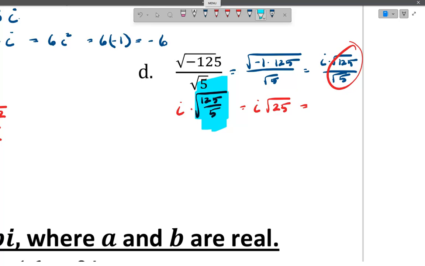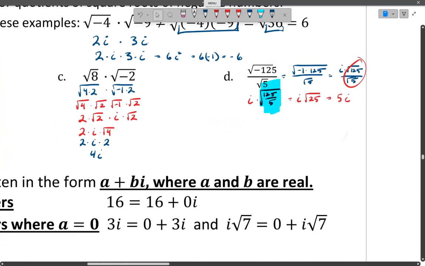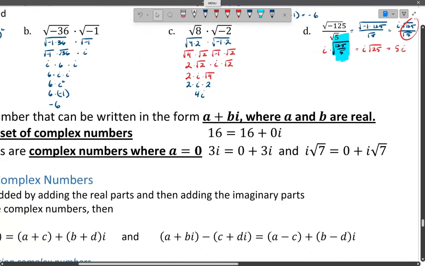I thought you had the square root of 125, not divided. Well, it was the square root of 125 divided by 5, all in one radical. Yeah, so it's 5. So then we get 5i. Okay?